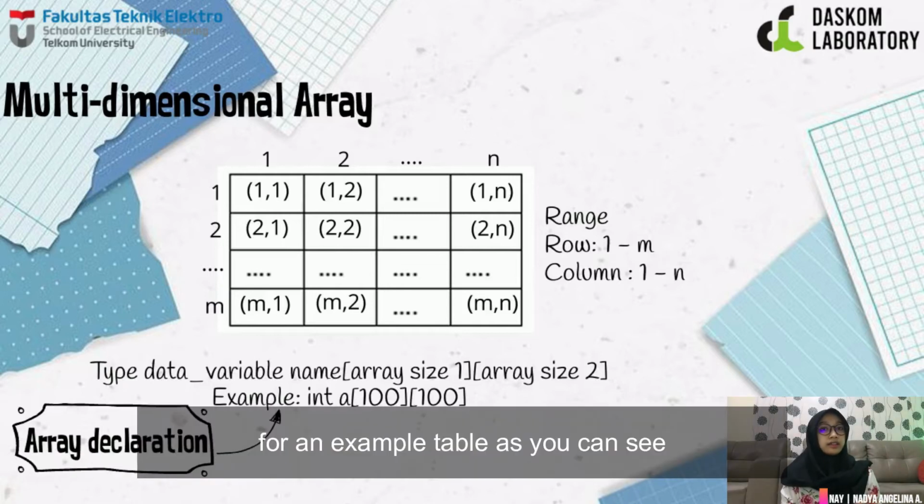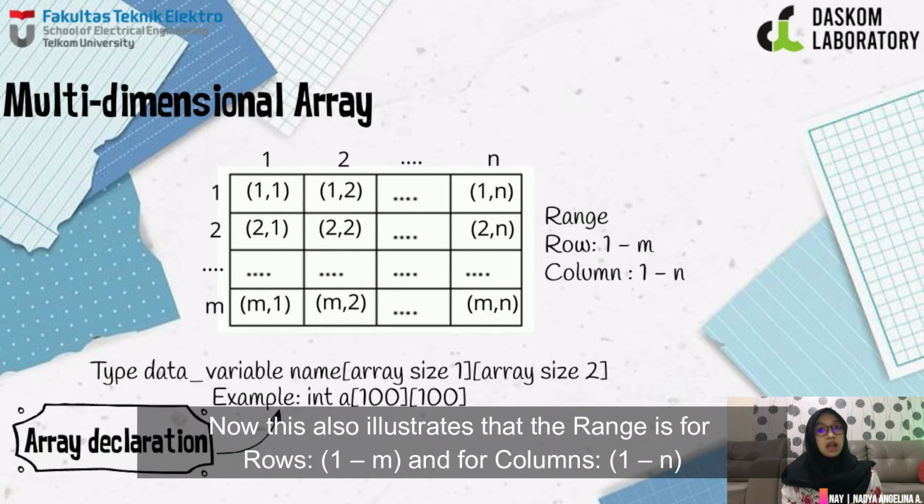For an example table, as you can see, this also illustrates that the range for rows is 1 to m, and for columns is 1 to n.